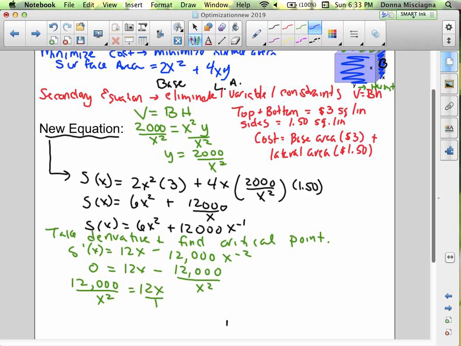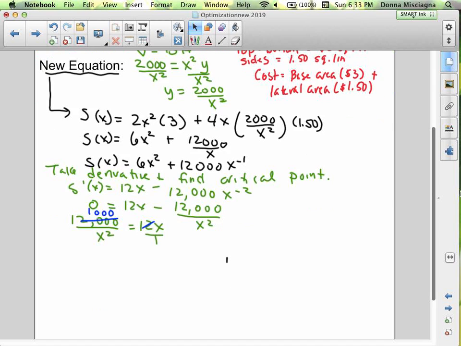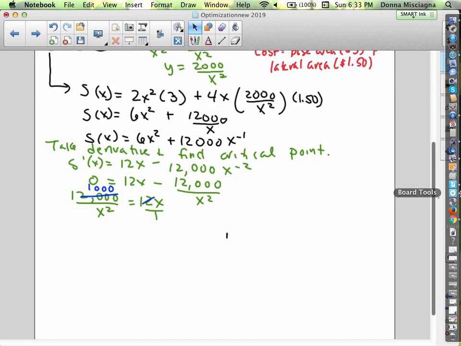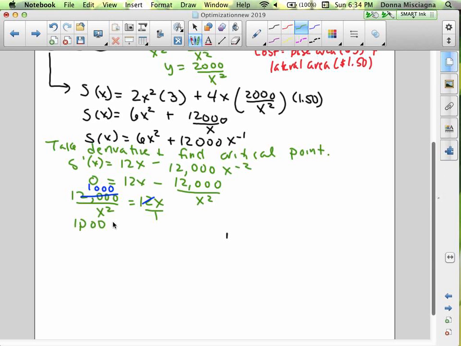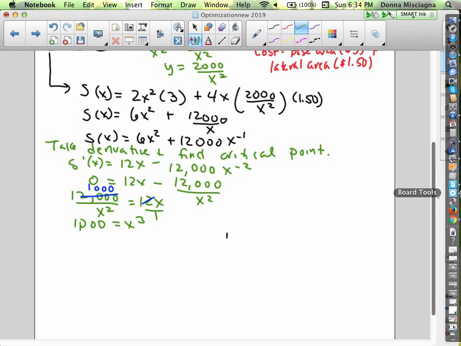We can reduce the coefficients in a proportion. So this would be 1,000, and that would be 1. So now we'll just cross multiply. Oh, that's a nice easy solve, not like that can problem where we had a cube root of a really weird number. All right, so we have 1,000 equals x cubed. We'll take the cube root of both sides.